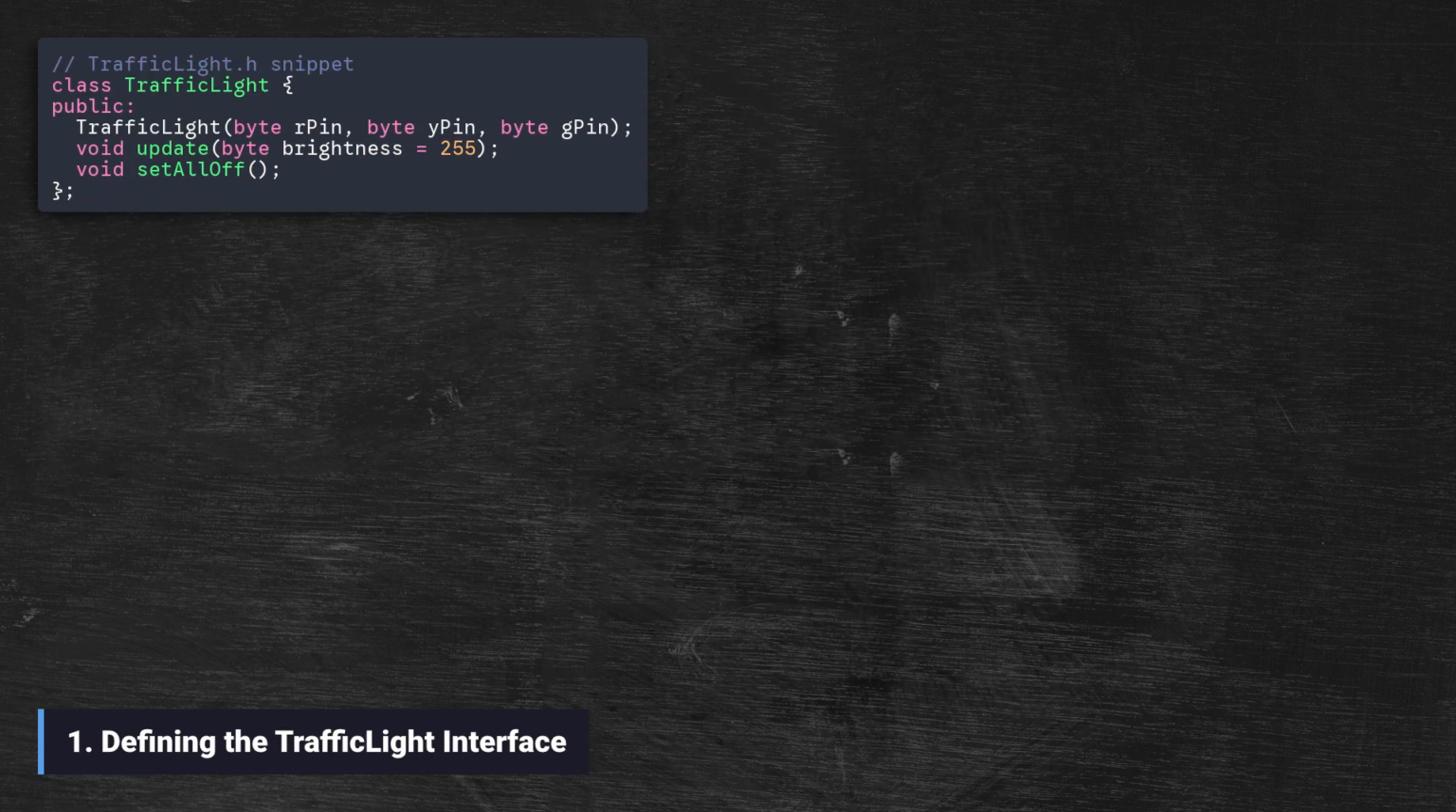Our traffic light class needs to be easy to use. The constructor will take 3 pins for red, yellow, and green. We also need a public update method that accepts a brightness value. This allows our main loop to drive the logic without knowing about the internal state machine.